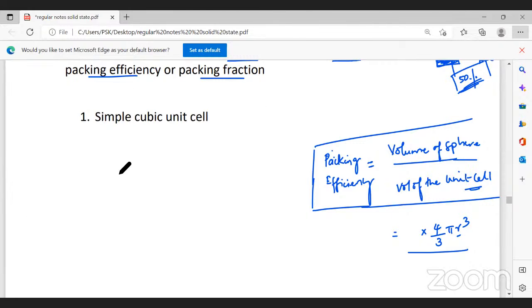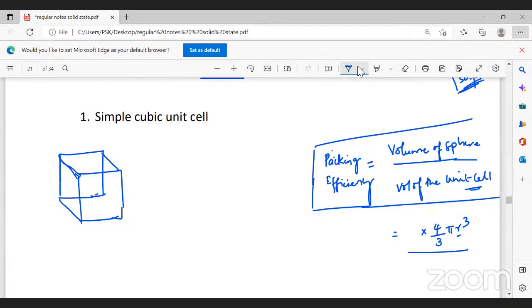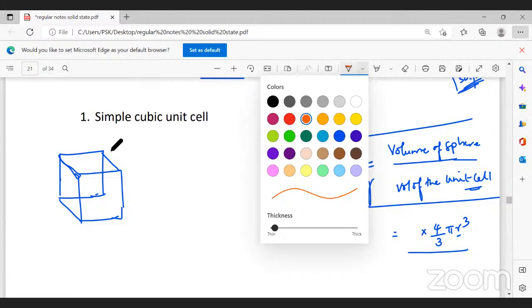Now, in case of simple cube, I will draw a simple cube like this. All right, I have drawn a simple cube. The diagrams may not be very clear, but you have to manage with what I'm trying to explain.